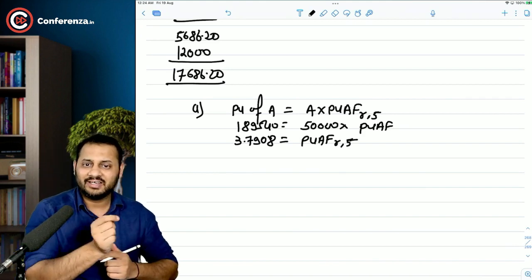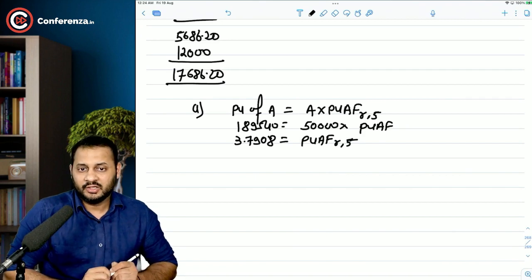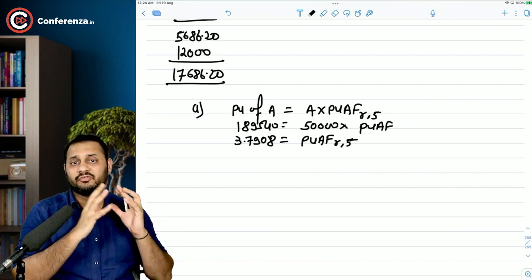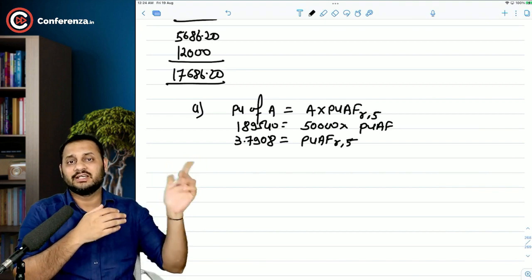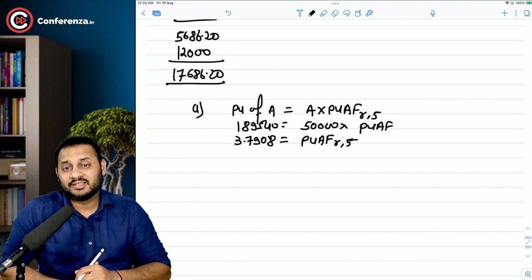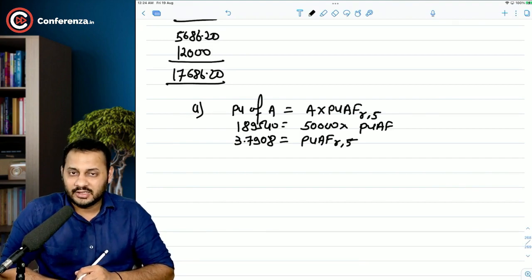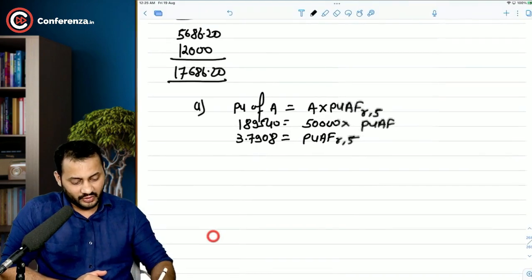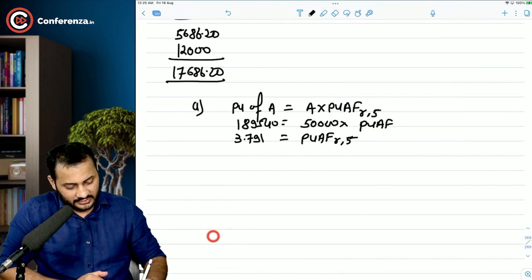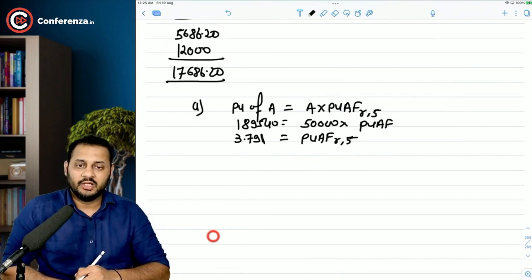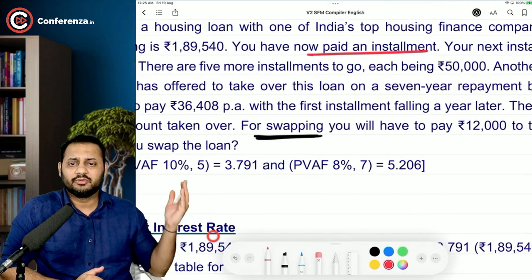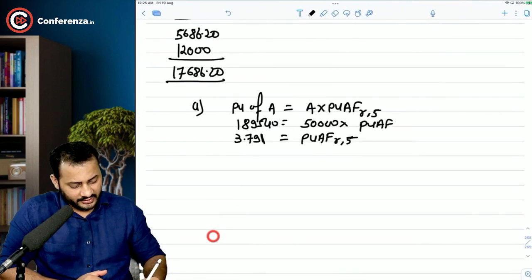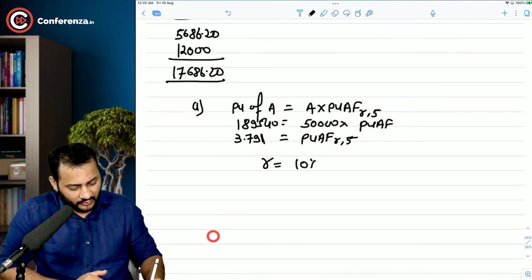Now you have to find out a rate for which the present value annuity factor for the 5 years is 3.7908. And if you remember, it's the 10%. I can easily calculate that. You have been given the same here, 3.791. So if you round it off to 3 decimals, it is 3.791. Now you tell me, which is the rate? It's directly given in the question. At 10% for 5 years, the annuity factor is 3.791. So the interest rate that you are paying in this loan right now is 10%.